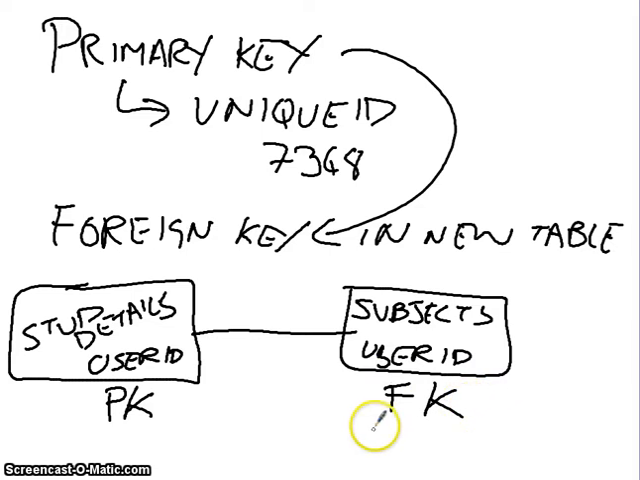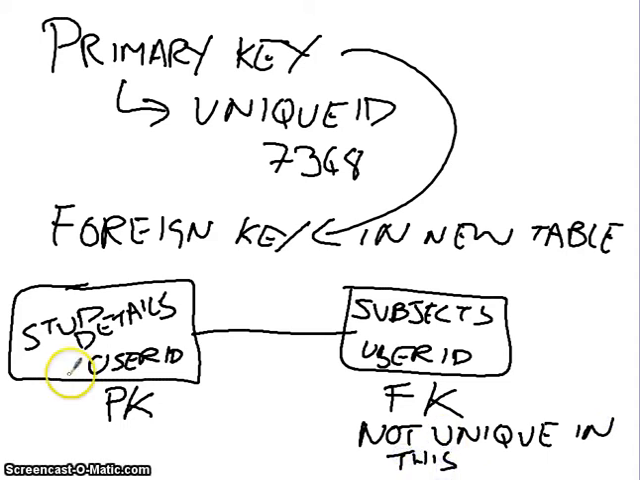Foreign keys, the other thing about them, the other main difference is the fact that it's not unique in this table. It's unique in this table. In here, the foreign key, its only job is to link the two tables together. Right, that's primary and foreign keys.